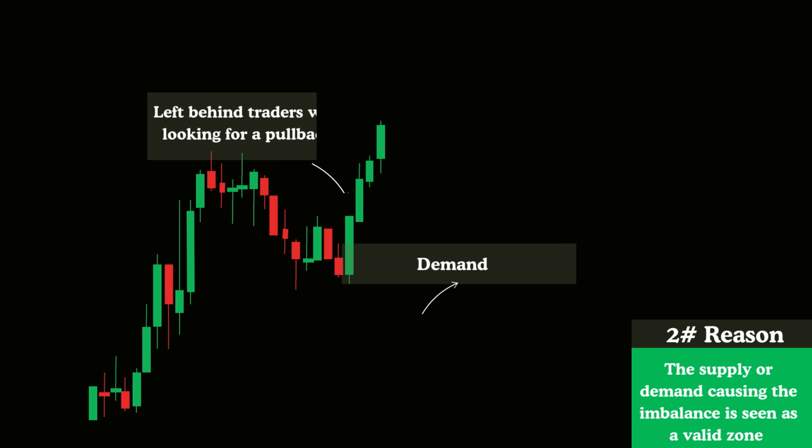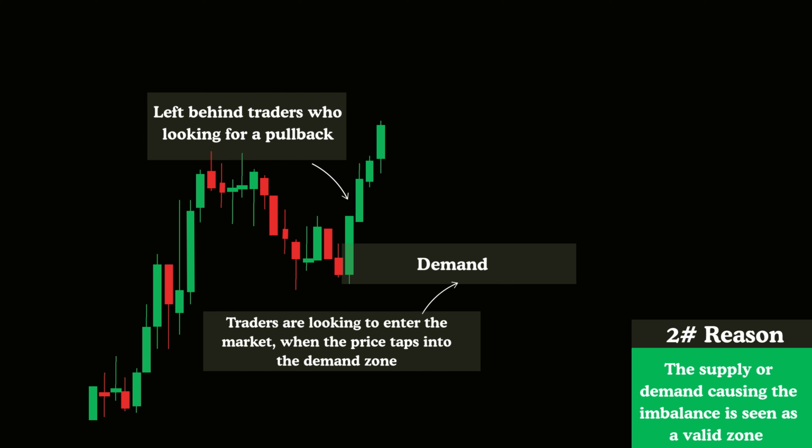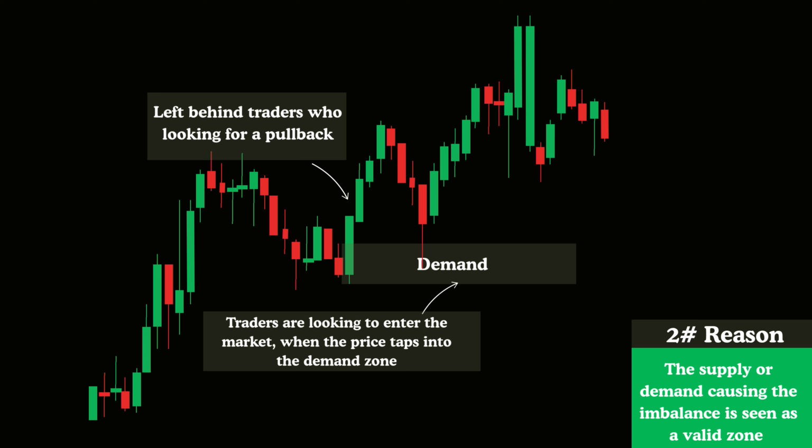The second reason is that the supply or demand causing the imbalance is seen as a valid zone by ICT traders. The price surges that generate fair value gaps usually leave behind participants waiting for a pullback to enter, so many traders aim to enter when price returns to the valid supply or demand area, provided it aligns with the prevailing trend.